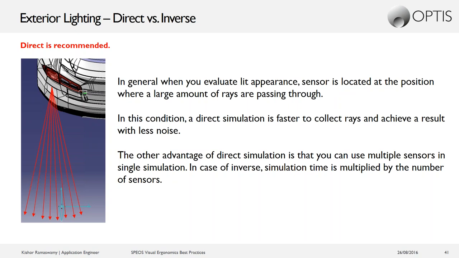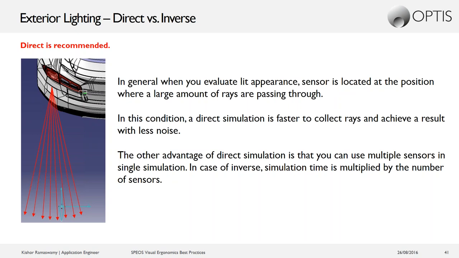So another consideration is whether to use a direct or an inverse simulation for different sources. For exterior lighting in general, for evaluating lit appearance, we recommend to use direct simulation. Direct and inverse simulation, given the correct parameters, will provide the same result. It's just a question of which one is more efficient at producing that result. For lit appearance, the sensor is generally positioned in an area where it will collect a lot of rays coming from the lamp. And so you're able to achieve a faster result with less noise using a direct simulation.